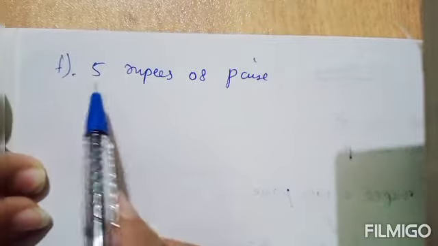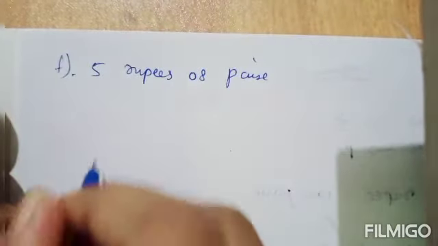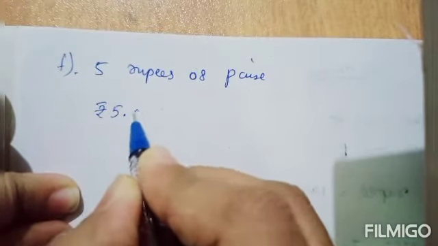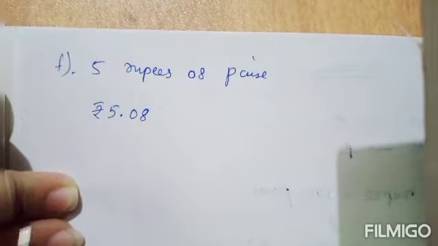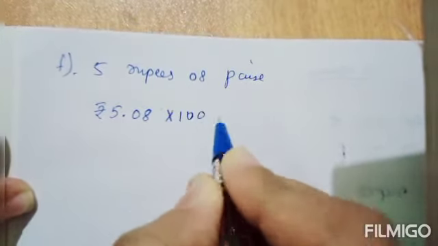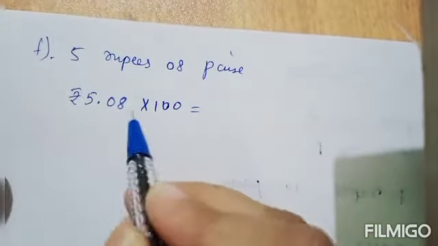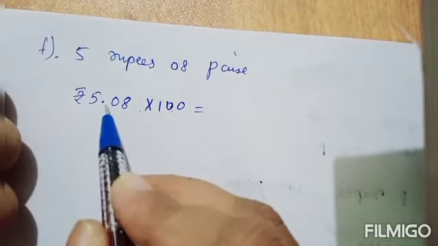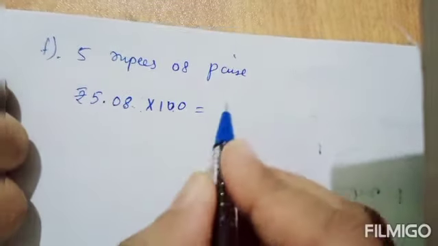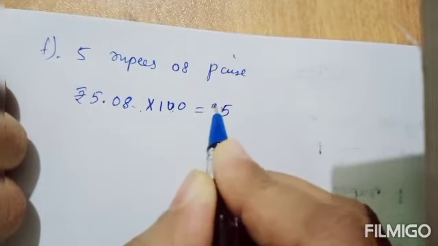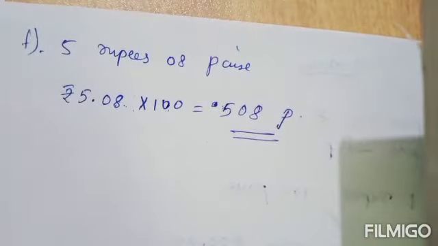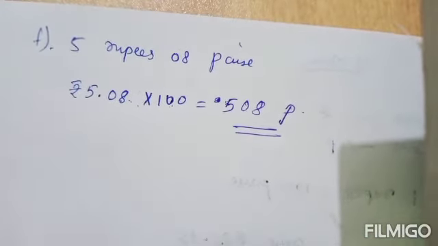F, 5 rupees 8 paise. So first write this in decimal notation or figures: rupees 5.08. Now in order to convert this rupees to paise, what to do? Just multiply by 100. So what will you get? Multiplication by 100, the decimal point will move 2 places to the right. So here will be the new decimal point. You will get the answer 508 paise. So this is the answer. Do the remaining as homework.